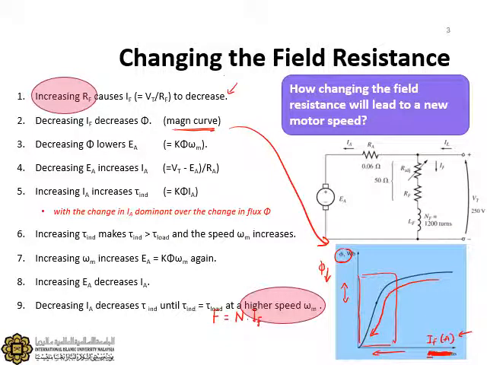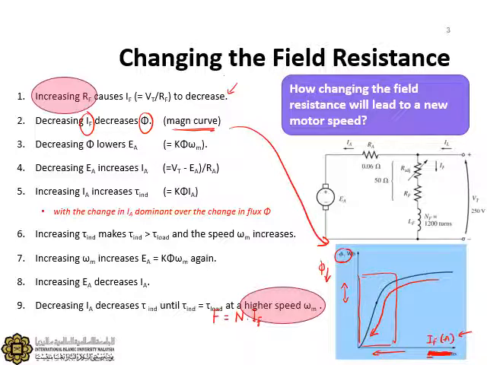So again, decreasing IF will result in a decrease in the flux. Oh, sorry, just magnetic flux, not magnetic flux density. If I mentioned magnetic flux density before, it should have been flux rather than magnetic flux density here. Magnetic flux density is denoted by capital B, not the Greek phi. Right, now we have a decrease in the flux.